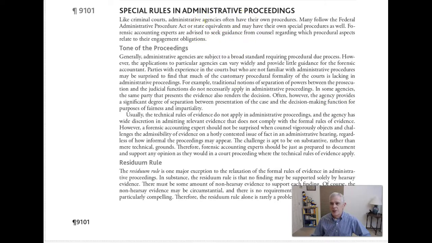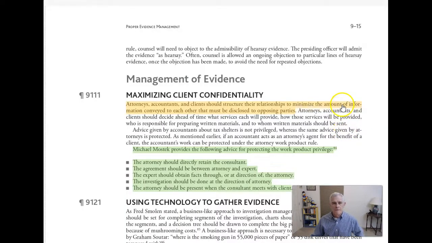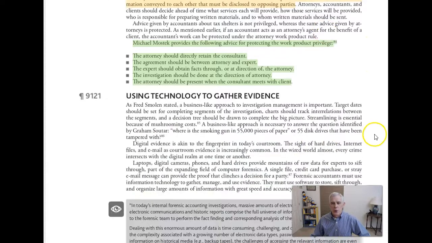Administrative proceedings. This is an alternate way to have an issue settled. It might go to administrative proceedings rather than the real courtroom itself. Now you want to maximize client confidentiality. So you want to read through this.